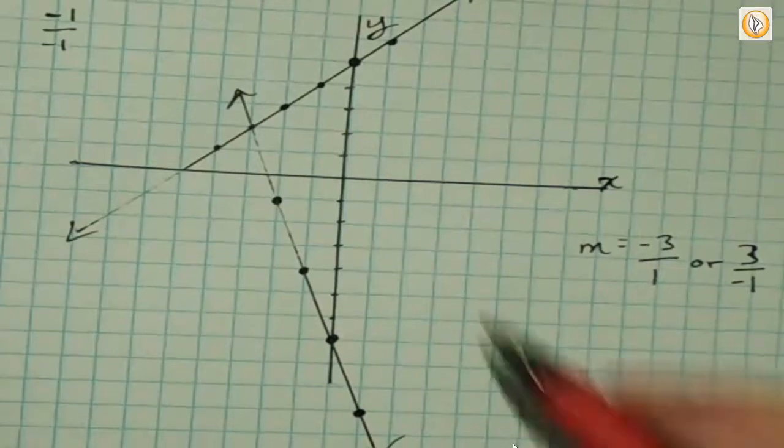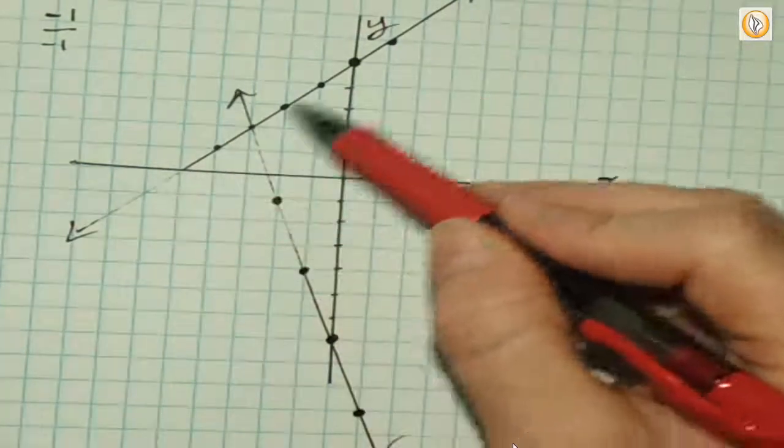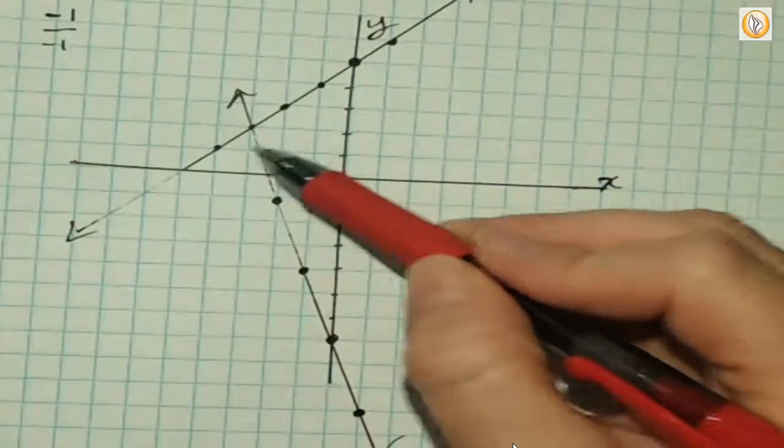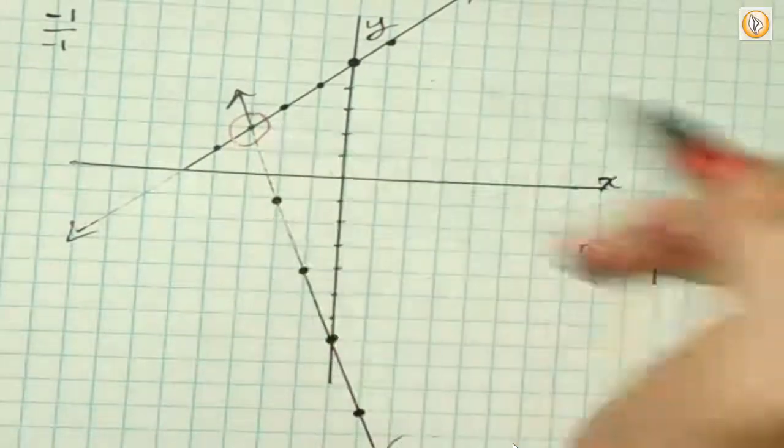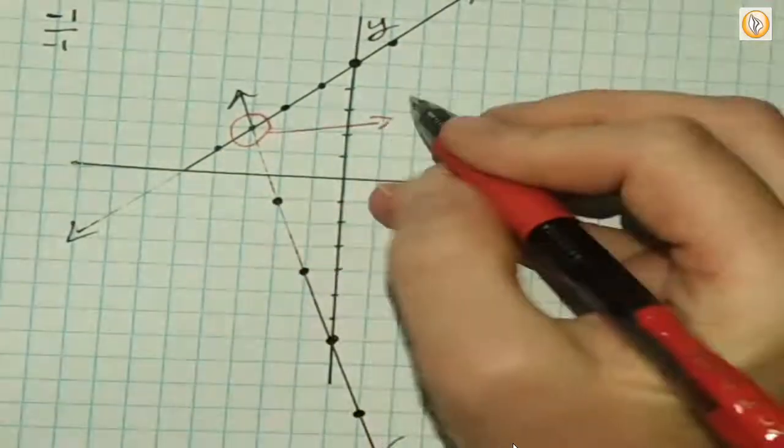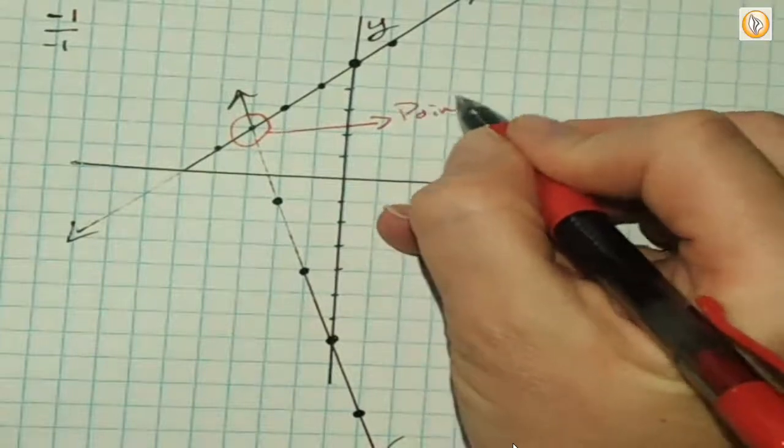Now, notice, everyone look here. Franz, look here. See where the 2 lines cross? That is your point of intersection. That's your answer.